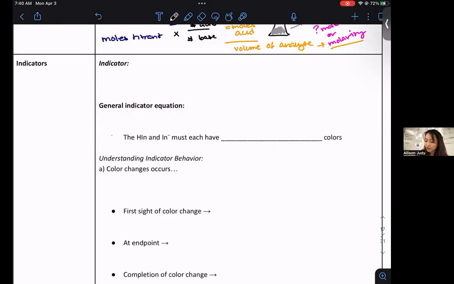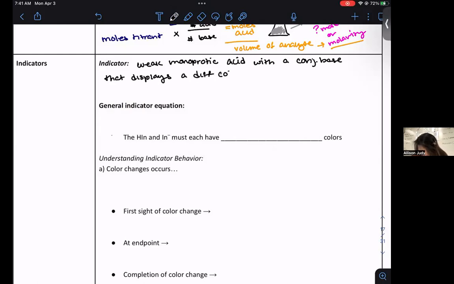More specifically, the indicator is actually a weak monoprotic, so one proton or one H plus able to be ionized, acid, okay, with a conjugate base pair, with a conjugate base that displays a different color at equivalence between the titrant and the analyte.